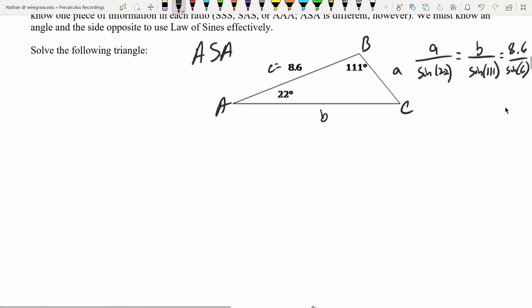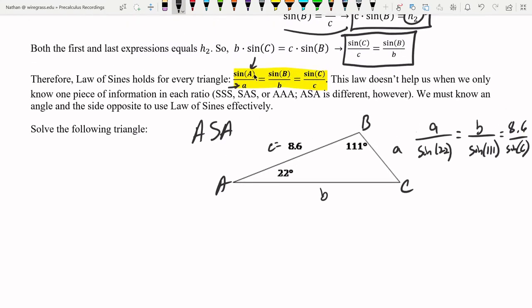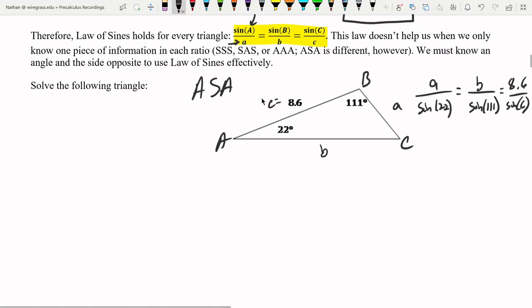Note that I flipped everything from the law of sines. I put the sines on bottom and the side lengths on top. It doesn't actually matter which way you flip it because you can take the reciprocal of everything here and flip it all around. It's actually fine. You can do whichever way is the easiest for you to do the calculation. But you can see I have one piece of information from each of these things. I have this one, and this one. So I cannot solve this using law of sines.